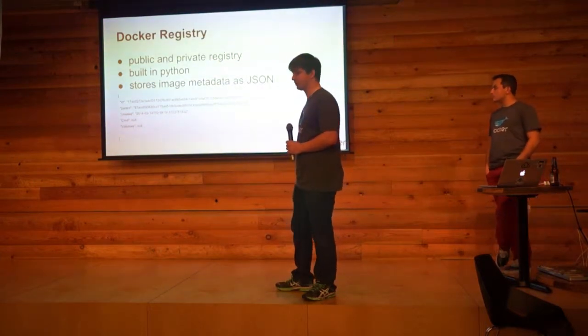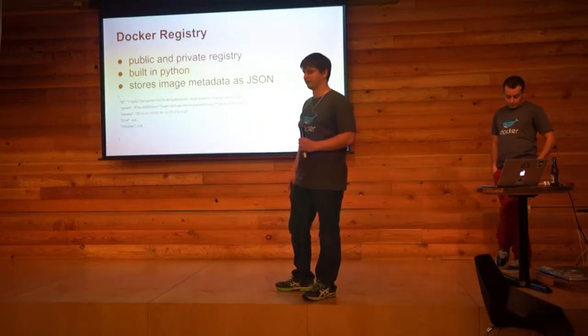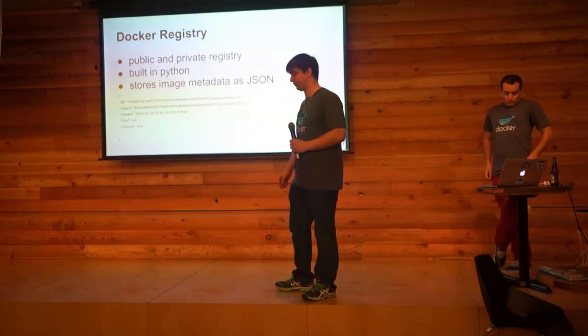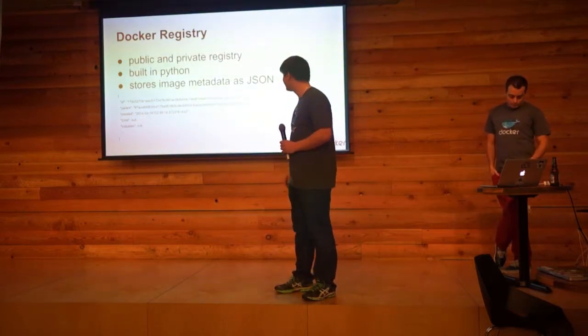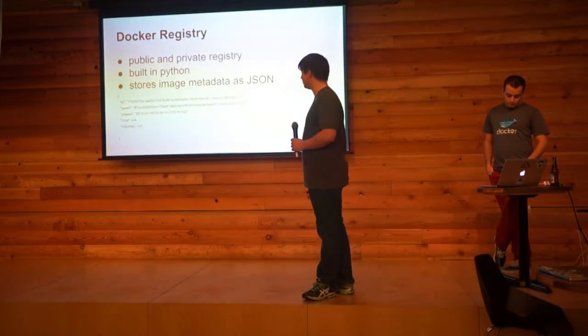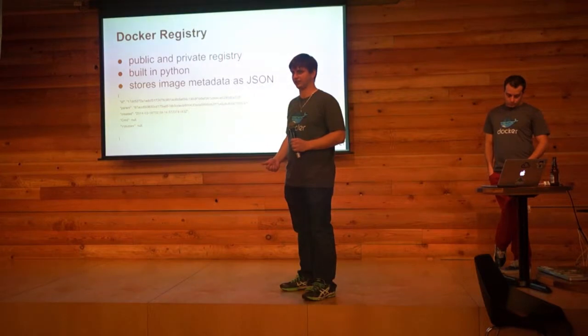They originally had a public registry and it was completely closed source. And they had a whole bunch of guys coming up to them and saying, hey, can I please have your Docker registry, and can I put this on my own hardware? And they said no. So instead, eventually, they came up and open sourced their private registry. So there's a public registry, it's index.docker.io.